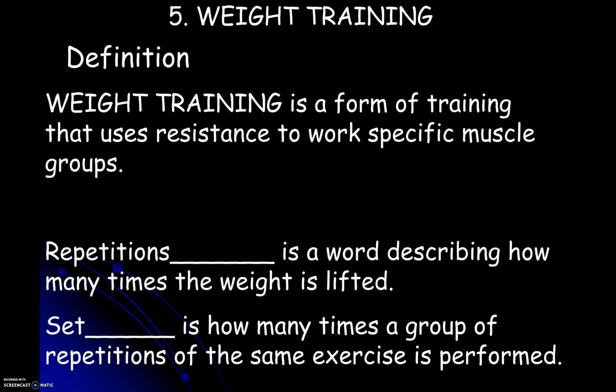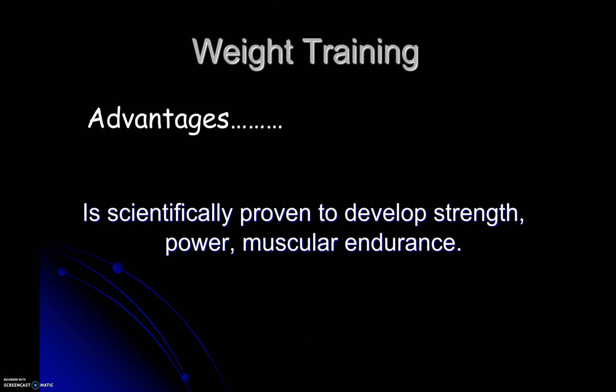Weight training. It's all resistance training. So it's a form of training where we use resistance to work specific muscle groups. Repetition is the word used to describe how many times the weight is lifted, and sets is how many times the group of repetitions is performed. So we might do bench press of 10 repetitions over 3 sets. The advantages are that it's scientifically proven to develop strength, power and muscular endurance if we can apply the principle of overload throughout the program.